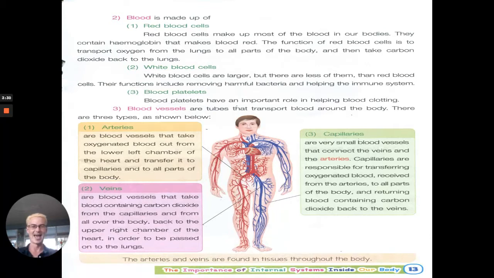Let's go next. The next one is blood platelets. What are blood platelets? Blood platelets have an important role in helping blood clotting. For example, you take a knife and you cut your finger with the knife. Seriously, don't do that on purpose, but accidentally it may happen.